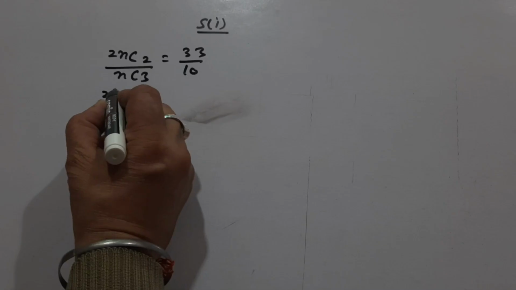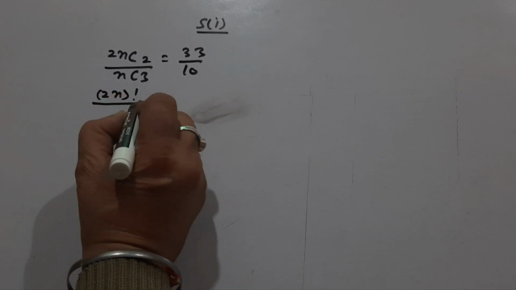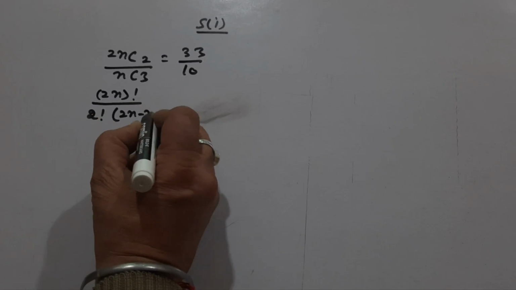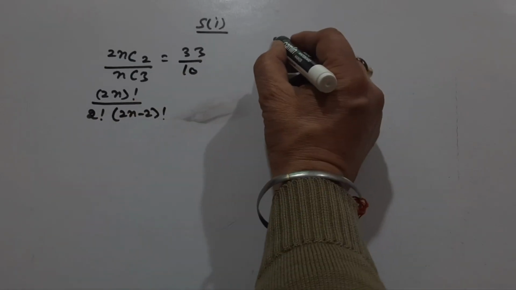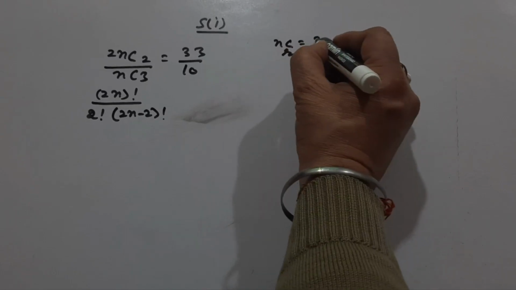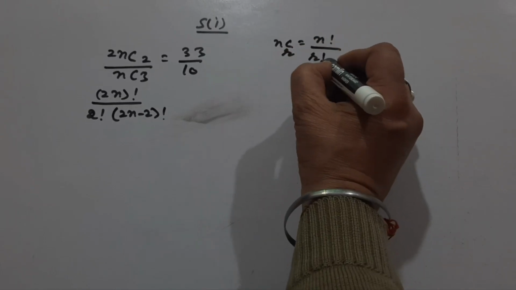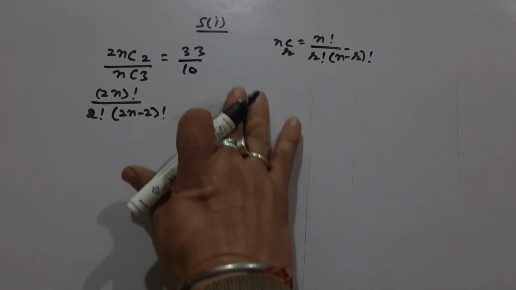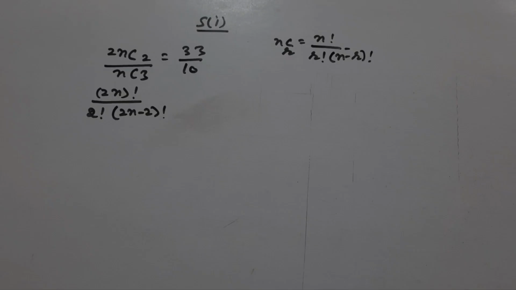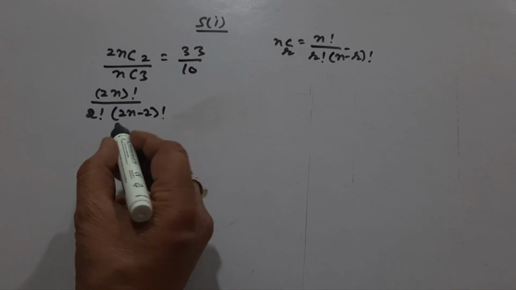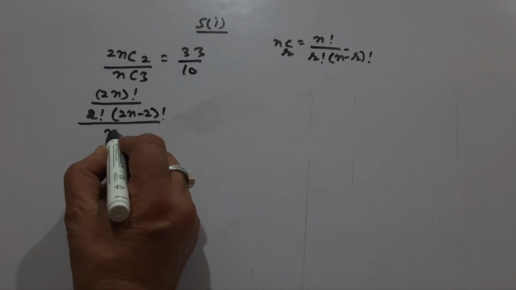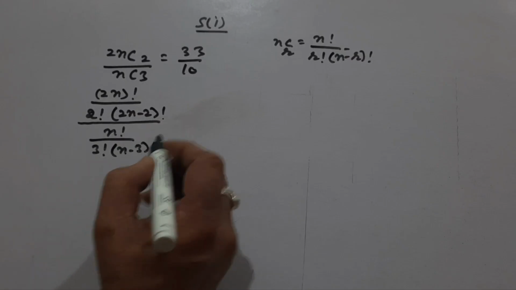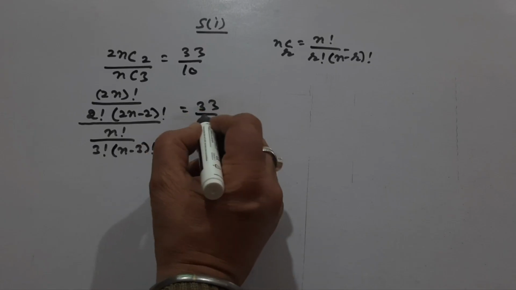Now 2nC2, by the formula of NCR, equals 2n factorial upon 2 factorial into (2n minus 2) factorial, because NCR equals n factorial upon r factorial into (n minus r) factorial. So by using this formula, we can write 2nC2 upon nC3 as 2n factorial upon 2 factorial into (2n minus 2) factorial, upon n factorial upon 3 factorial into (n minus 3) factorial, equals 33 upon 10.